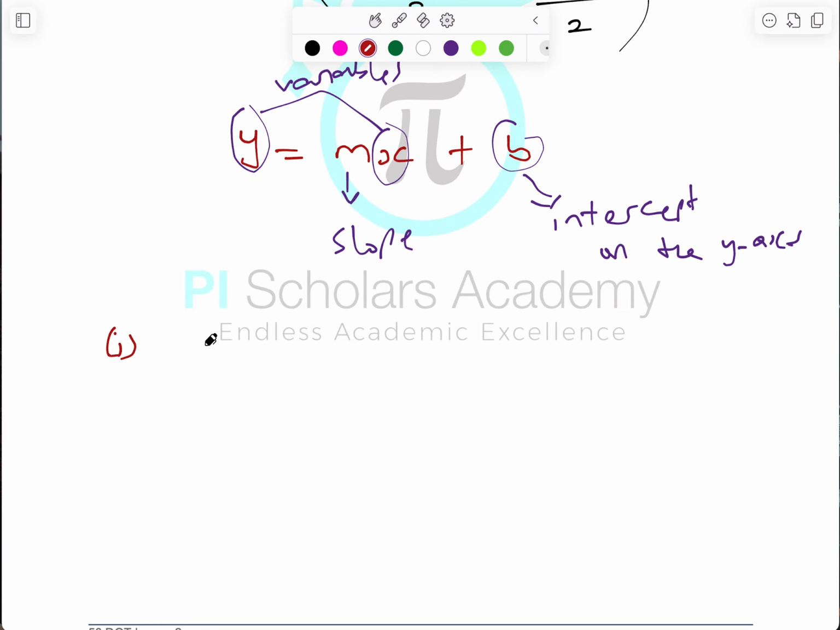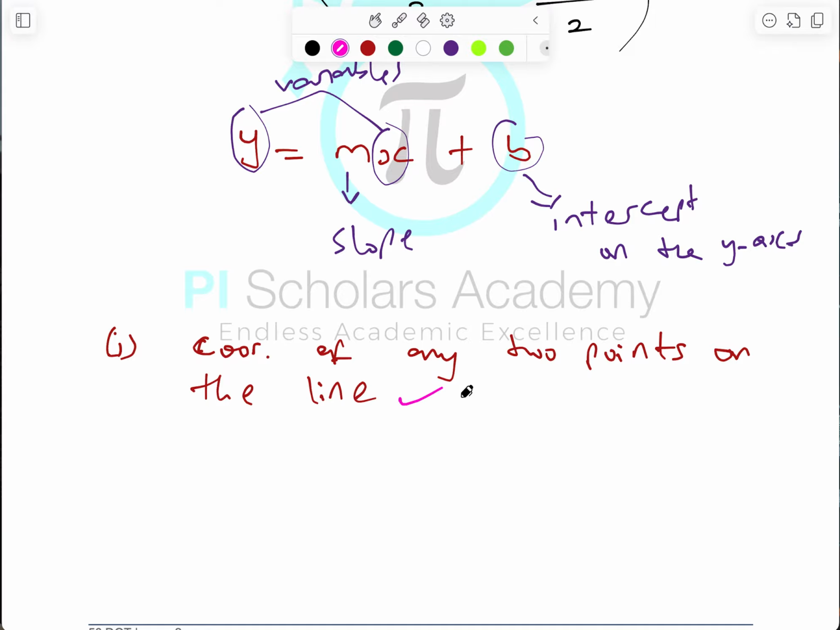If you are given the coordinate, so let me just use this, coordinate of any 2 points on the line. So if you have the coordinate of any 2 points on the line, then this is necessary and sufficient to find the equation of that line. So you want to find the equation of a line, just get the coordinate of any 2 points on the line.